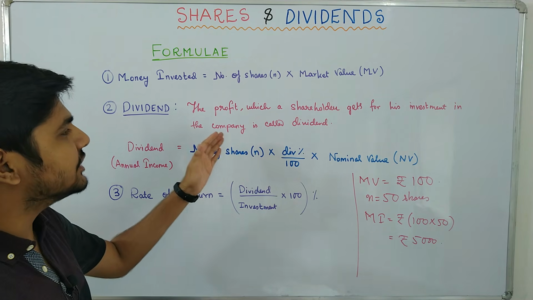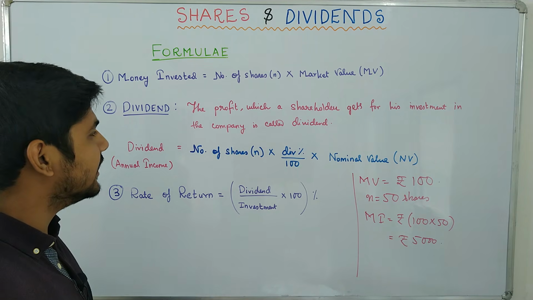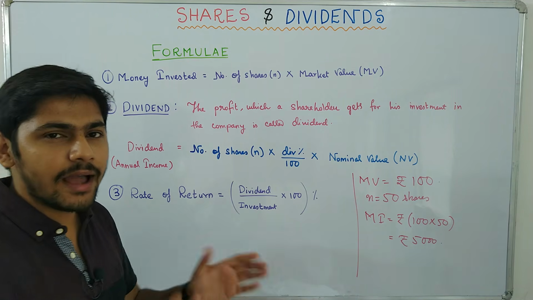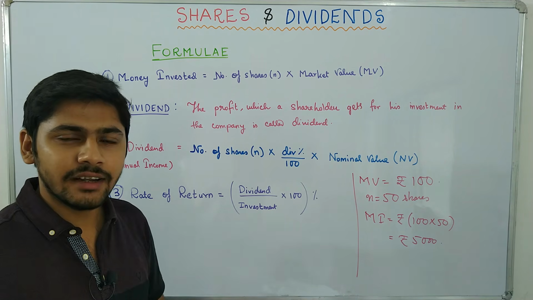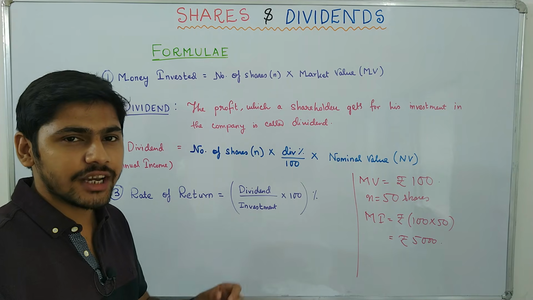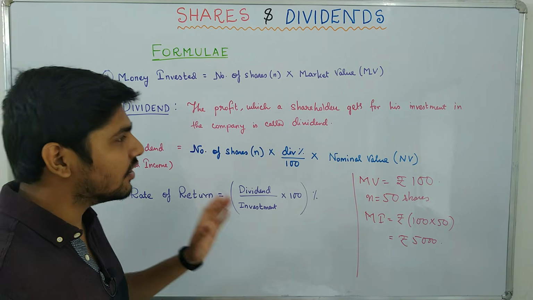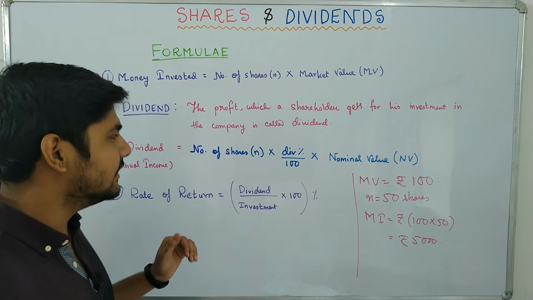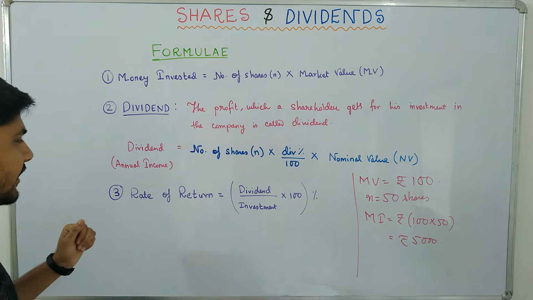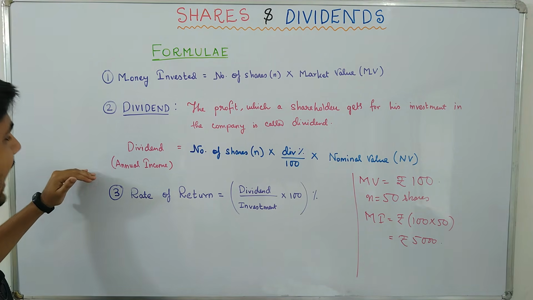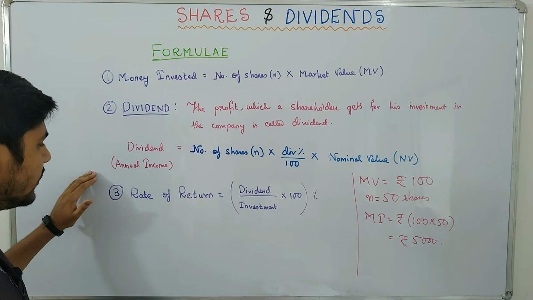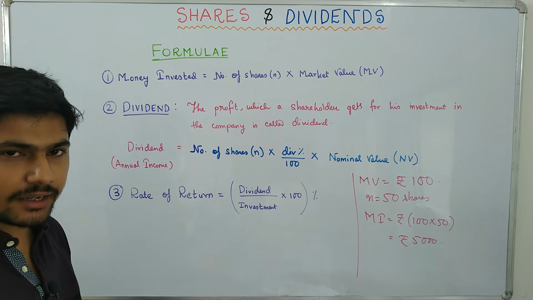Now we move on to the second thing, which is dividend. The profit which a shareholder gets for his investment in the company is called dividend. Now a little while back in this video I told you about dividend. It is nothing but a small share in profit that a shareholder earns for his investment in the company. Okay, so that's dividend. Now what is the formula of dividend?